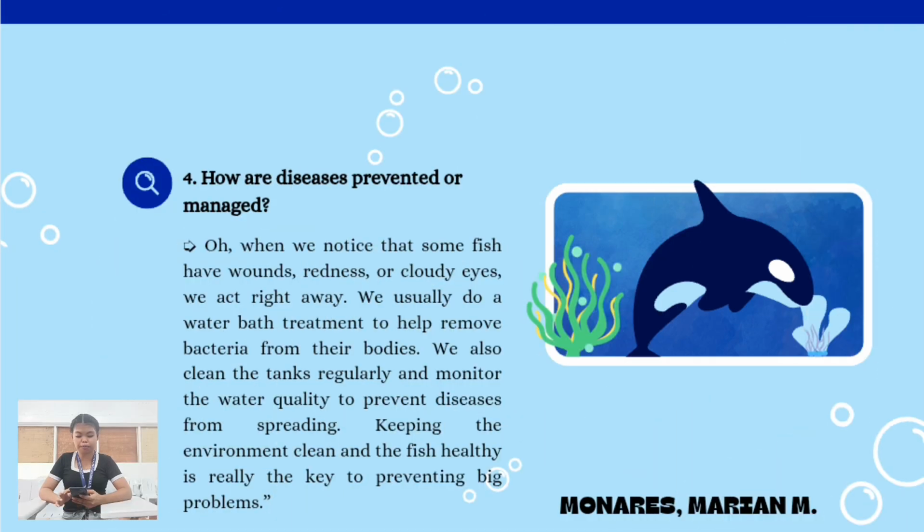How are diseases prevented or managed? According to Mr. Randy, when he notices that some fish have wounds, redness, or cloudy eyes, we act right away. We usually do a water bath treatment to help remove bacteria from their bodies. We also clean the tanks regularly and monitor the water quality to prevent diseases from spreading. Keeping the environment clean and the fish healthy is really the key to preventing big problems.